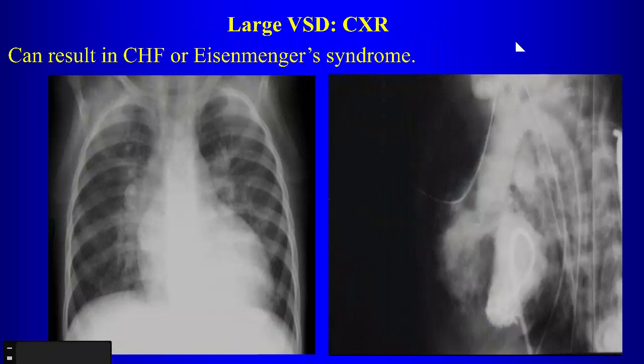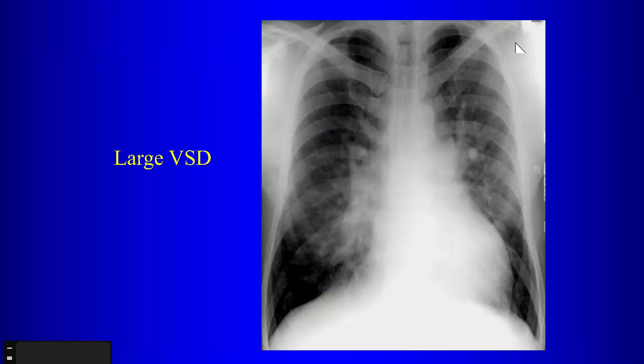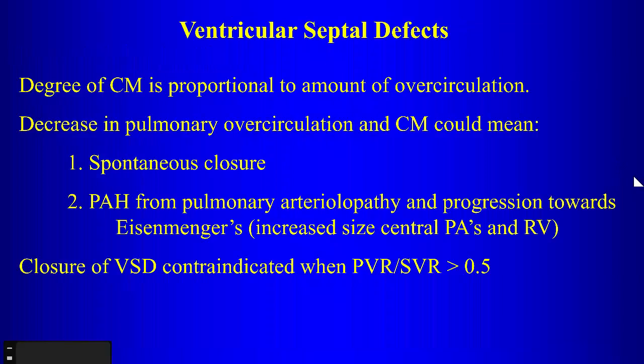And if it's predominantly right to left, those patients can actually develop cyanosis at that point. With larger VSDs, you'll expect to see much more pulmonary vascular resistance, much larger pulmonary vessels there, and also more engorgement of the pulmonary vessels. So the degree of cardiomegaly is proportional to the amount of overcirculation. If there's decrease in pulmonary overcirculation and cardiomegaly, that could be good news, bad news.